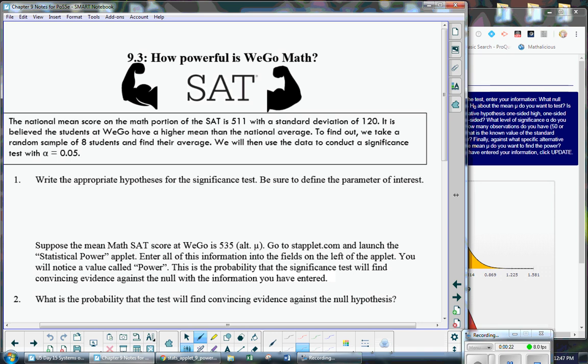The national mean score in the math portion of the SAT is 511 with a standard deviation of 112. So notice we know the standard deviation of our population. It is believed that the WeGo students have a higher mean than the national average. To find out, we take a random sample of 8 students and use their average data to conduct a significance test with an alpha of 5%.